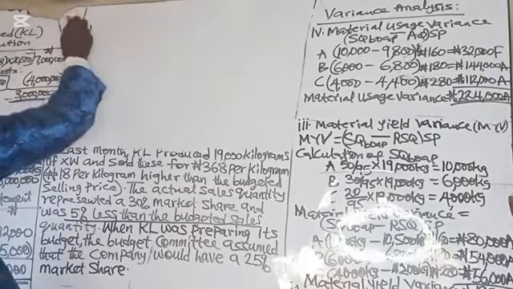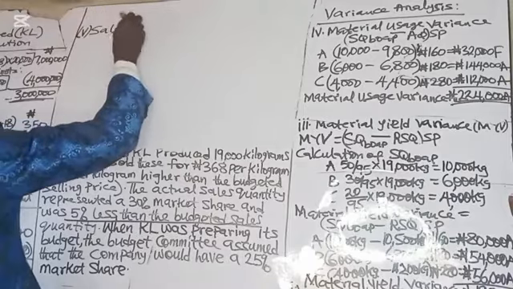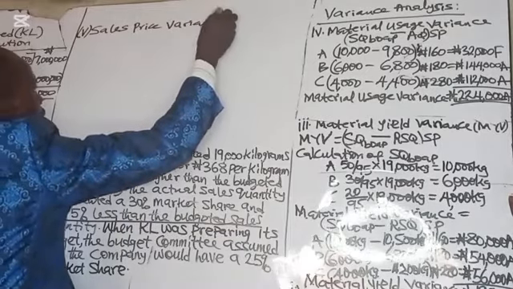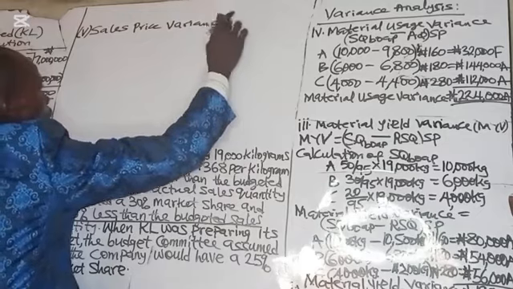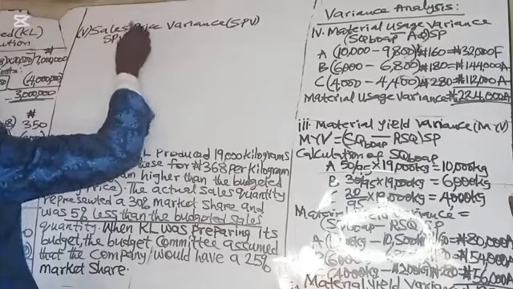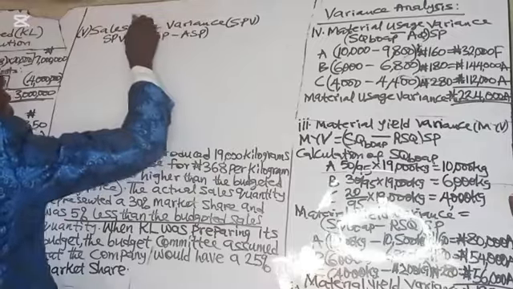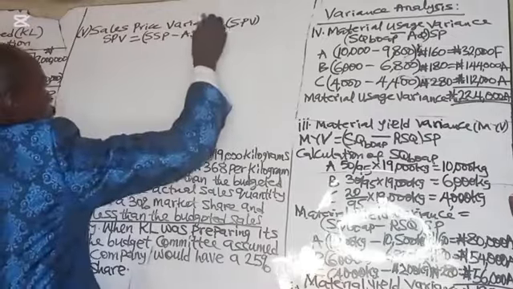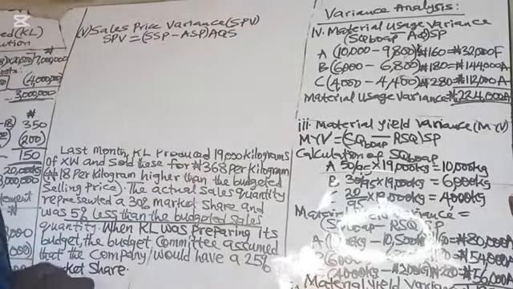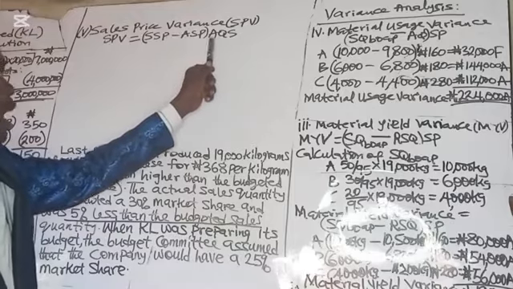Number 5. On the basis of information provided, we can compute sales price variance. We say it's equal to standard selling price minus actual selling price multiplied by actual quantity sold, where SSP stands for standard selling price, ASP is actual selling price, AQS stands for actual quantity sold.